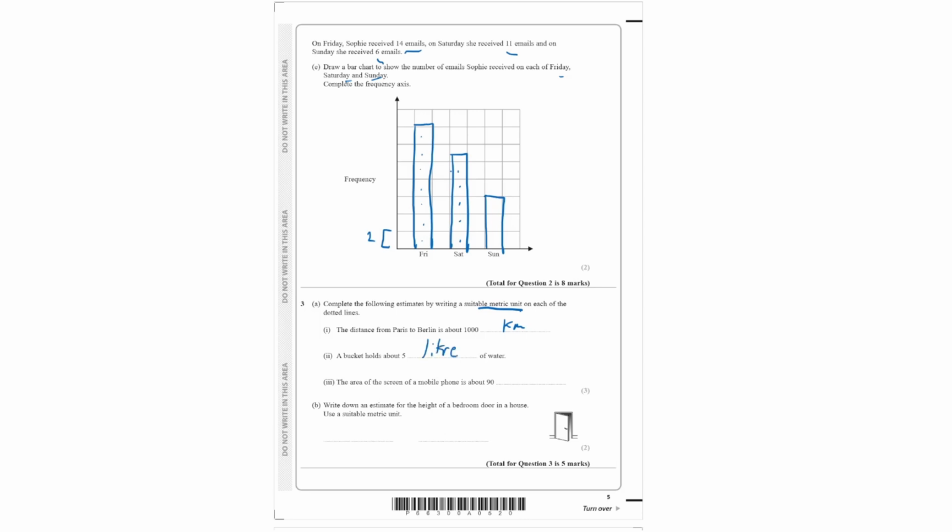The area of the screen on a mobile phone is about 90. So it's actually quite small. And for small, we use centimeter. And it's talking about area. So we simply write centimeter squared. Write down an estimate for the height of a bedroom door in a house. Use a suitable metric unit. So I know that's about 1.8 meters to maybe like 2.2 meters.